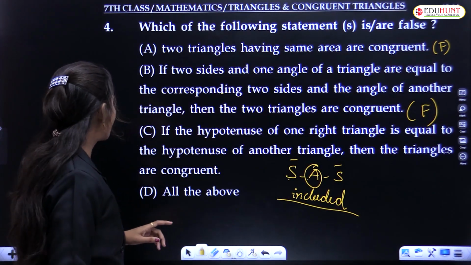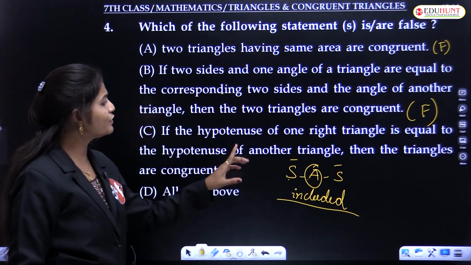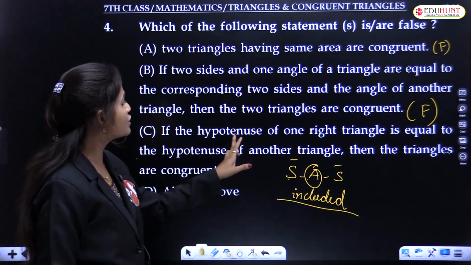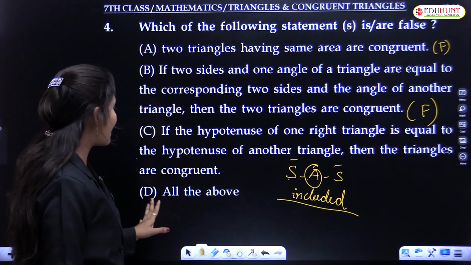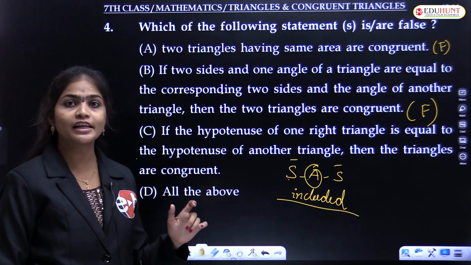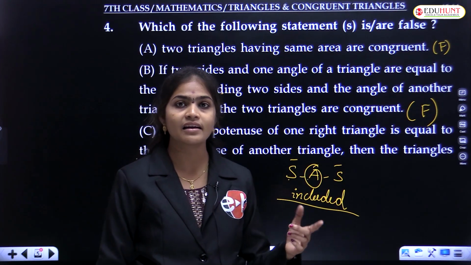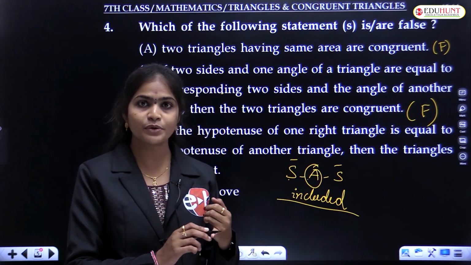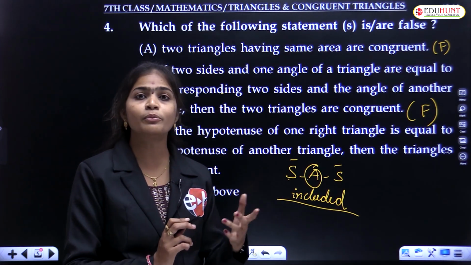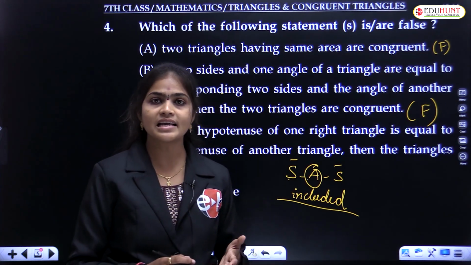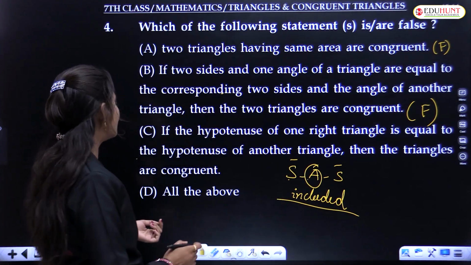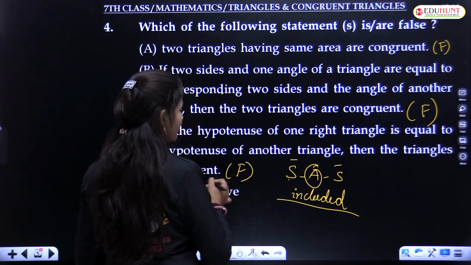Okay, next one. If the hypotenuse of one right angle triangle is equal to the hypotenuse of another triangle, then the triangles are congruent. Here they said only the hypotenuse. Actually, RHS congruency needs the right angles to be equal as well as the hypotenuse. But what about the side? Another one of the sides should be equal too. That is not mentioned here, so this is also a false statement only.